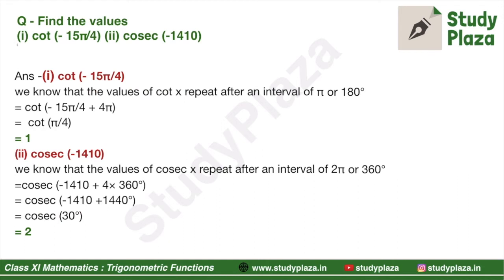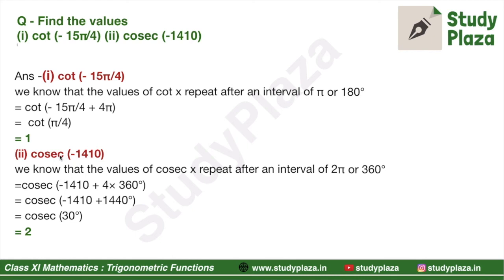Now we move to the next question. We have to find the values of cot(-15 pi by 4) and cosec(-1410 degrees). Let us start with the first part, that's cot(-15 pi by 4). We know that cot x repeats itself after an interval of pi, so we'll change this number by adding 4 pi. Cot(-15 pi by 4 plus 4 pi) is equal to cot(pi by 4). We have added 4 pi because cot will remain cot. If we add a value that is an odd multiple of pi by 2, it will change to tan x. So we add 4 pi, we get the answer pi by 4, and the value of cot pi by 4 is 1.